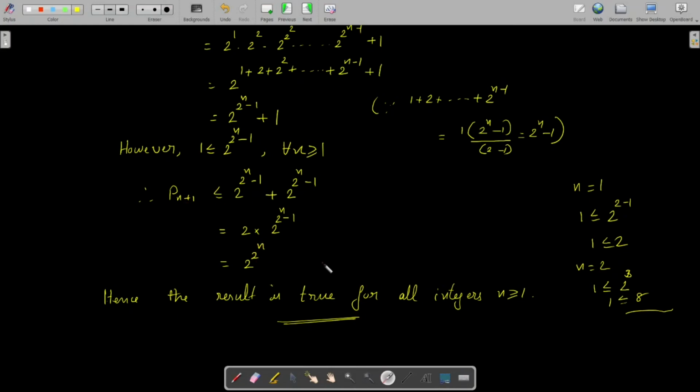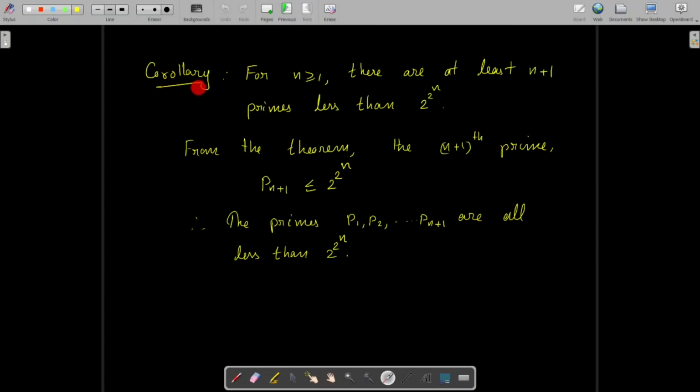So by the induction procedure, we can conclude that the result is true for all integers n greater than or equal to 1. Here we have a corollary to the theorem. For n greater than or equal to 1, there are at least n plus 1 primes less than 2 raised to 2 raised to n. This corollary gives us some idea about the distribution of primes. Below the number 2 raised to 2 raised to n, there are at least n plus 1 primes.